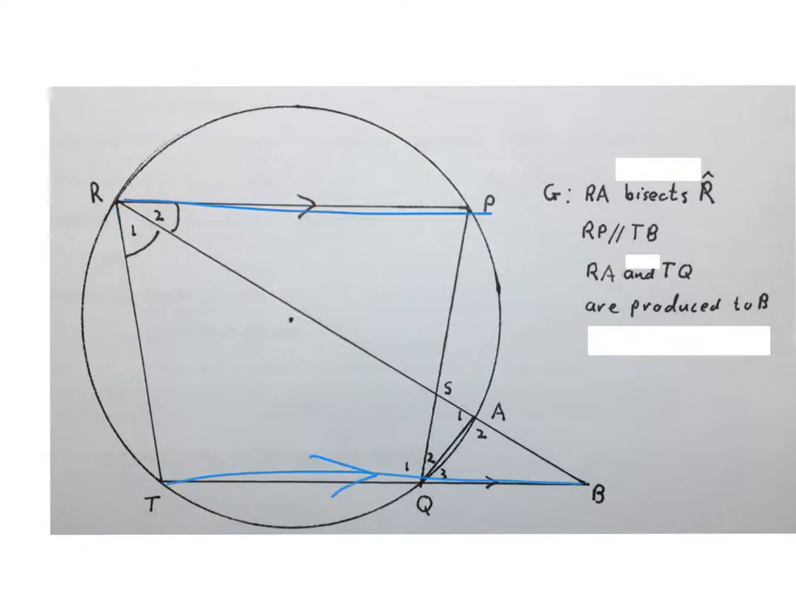Next they say RP is parallel to TB. That line is parallel to that line. They gave us an arrow there and there. Always put in an extra arrow over there. Then they say RA and TQ are produced. So that's a straight line going down there and a straight line going there. This question has got two parts.